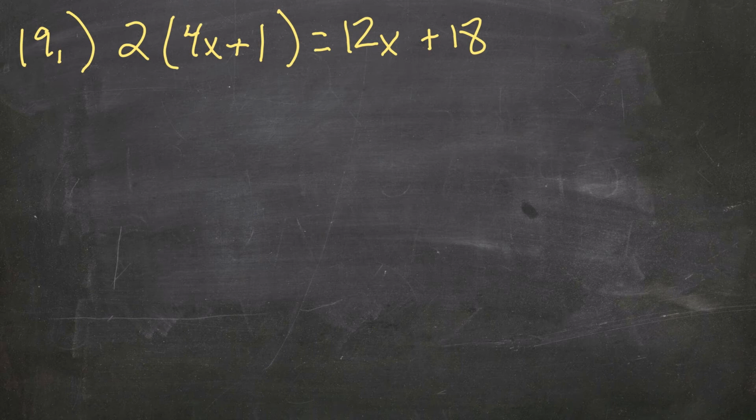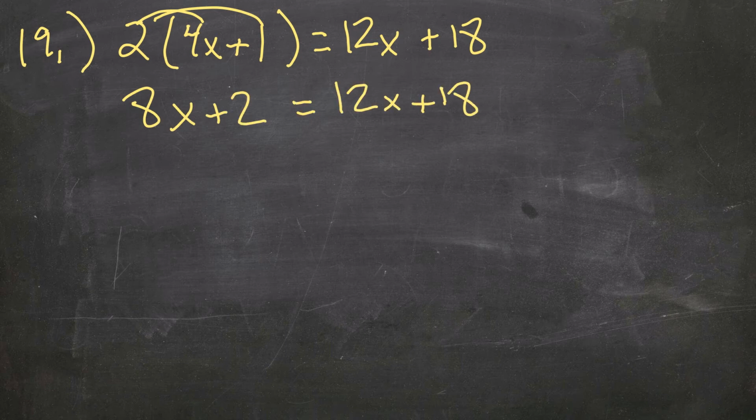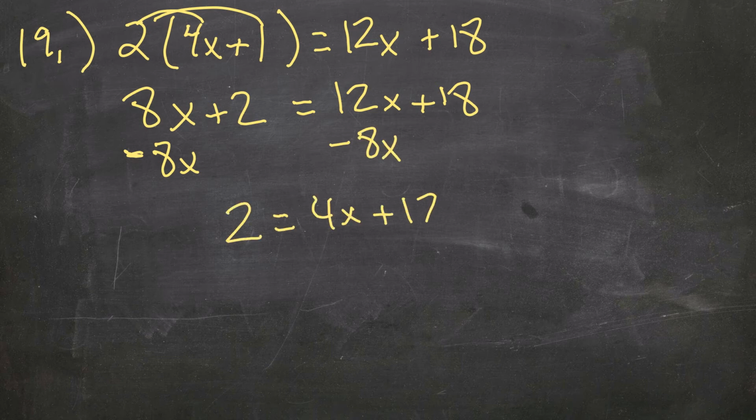Alright, number 19. Same exact concept. I have 2 times the quantity 4x plus 1 equals 12x plus 18. I distribute that 2, so I get 8x plus 2 equals 12x plus 18. I can't start solving until I get all the letters on one side. 8 is smaller, so I minus 8x from both sides. I get 2 equals 4x plus 18.